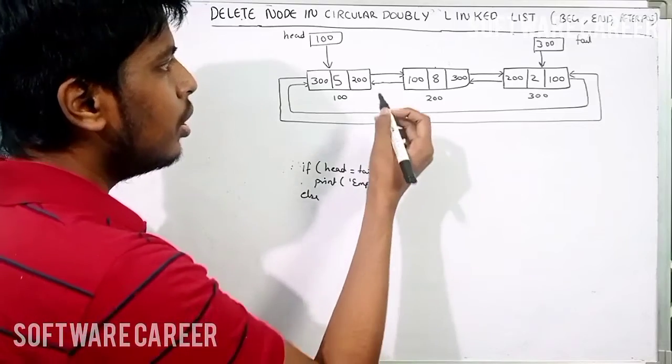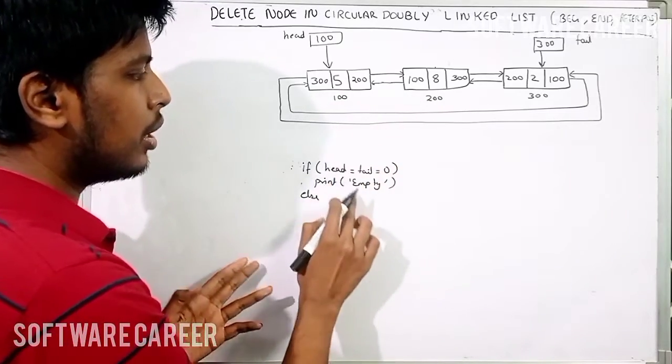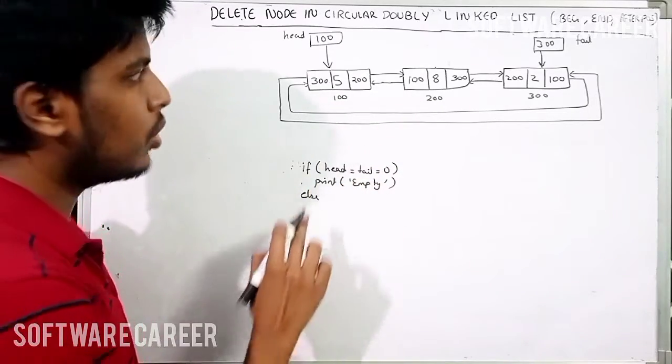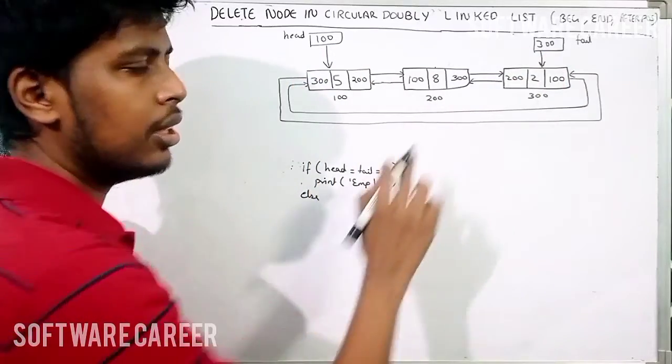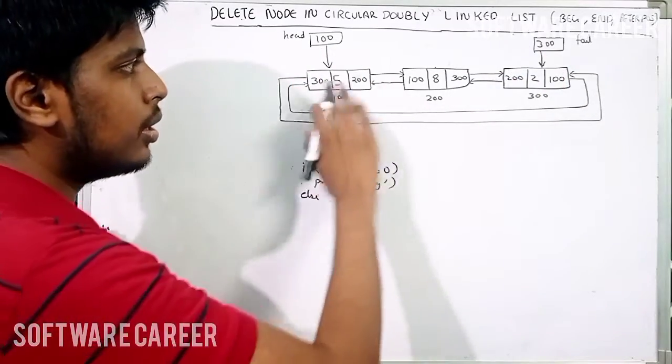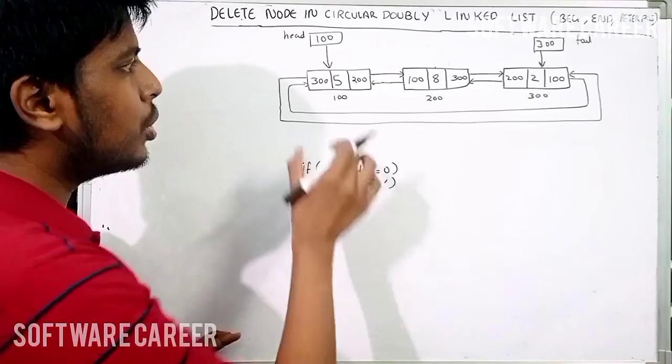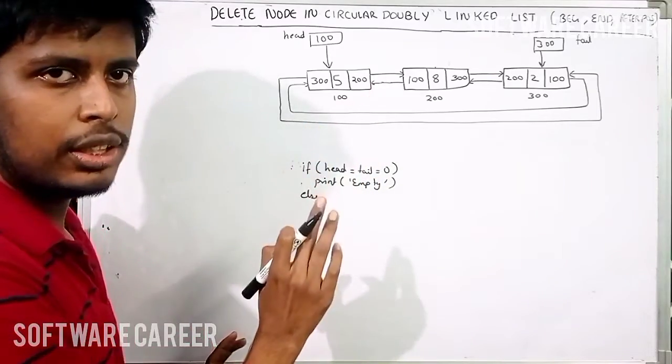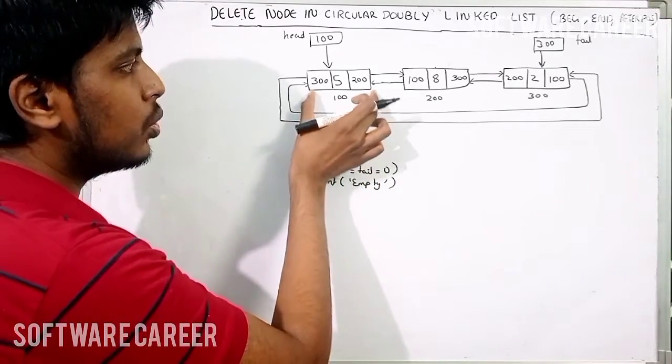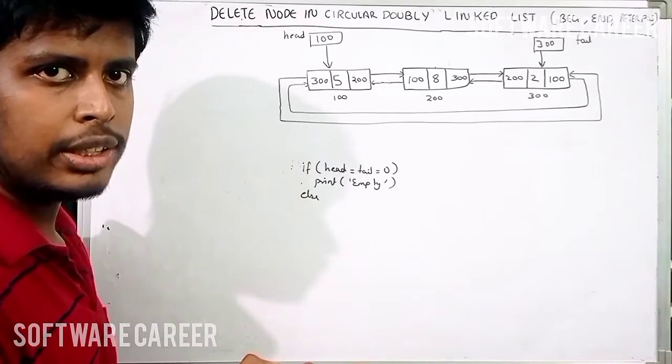See here. Now you are checking this condition, whether head and tail is 0. No, head is 100, tail is 300. So you can say the linked list is not empty. So now you should delete a node from the beginning of a linked list. So that means this is the first node. You should delete this node. How to delete? See here.